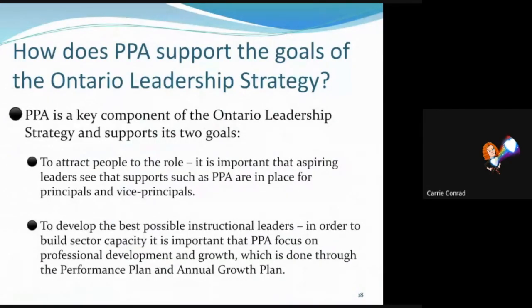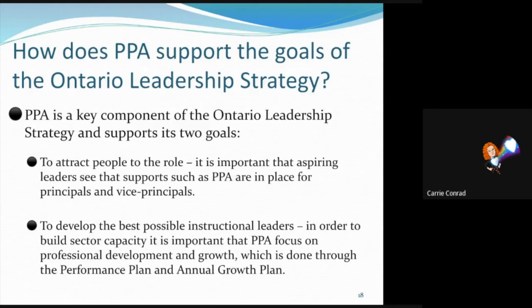So how does the PPA support the goals of the Ontario Leadership Strategy? Well, the PPA is a key component of the leadership strategy, and it supports two goals. Obviously, to attract people to the role and to attract the right people, aspiring leaders, and ensure that they're supported and that there's a structured process in place for principals and vice principals.